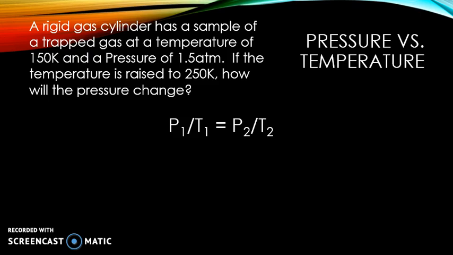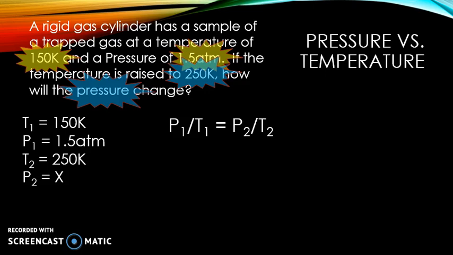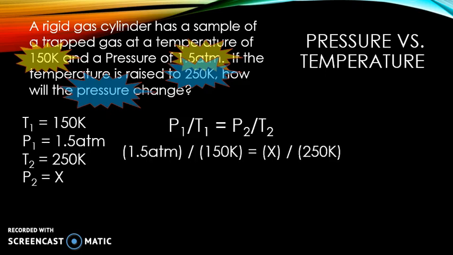Just like before, let's go through and define our variables. So the first number that I see is 150 Kelvin. I'm going to label that as T1 since it's the first temperature that I see. I also see 1.5 atm, and that's the first pressure, so I'm going to label it P1. Then I see 250 Kelvin. That's the second temperature that I see, so it's T2. And finally, the problem is asking me for the pressure. And since it's undefined, I'm going to give it an X. Now I plug my variables into my equation and solve. And I notice everything has two significant figures in it, so I'll leave two significant figures in my final answer, which gives me 2.5 atm.